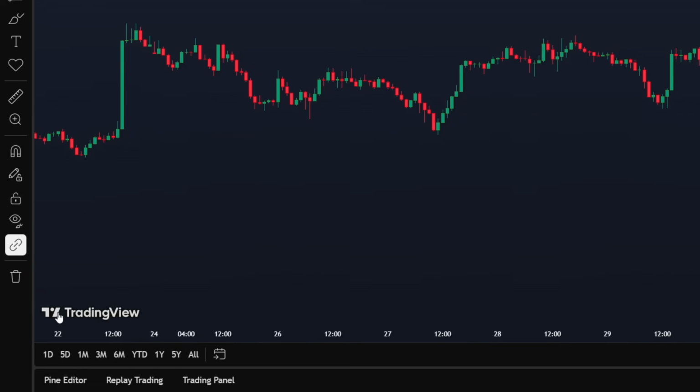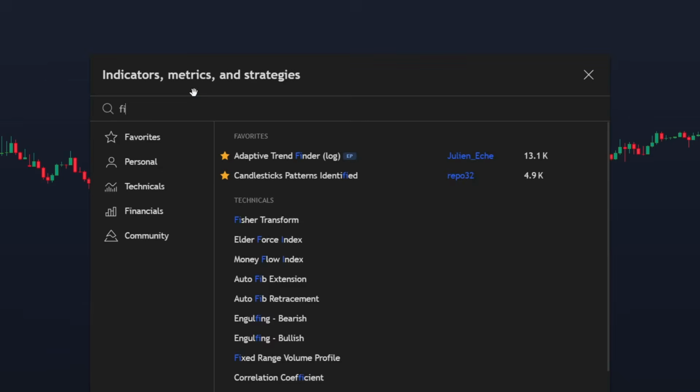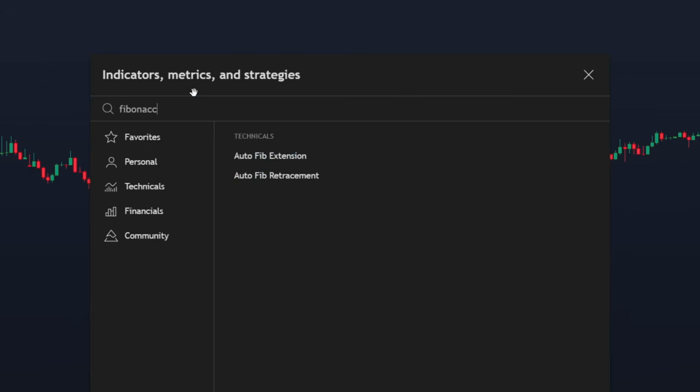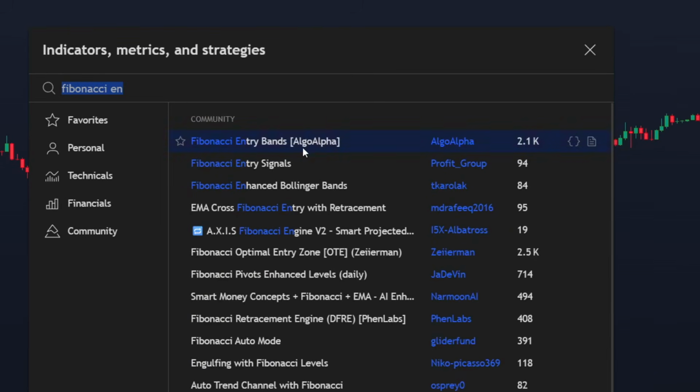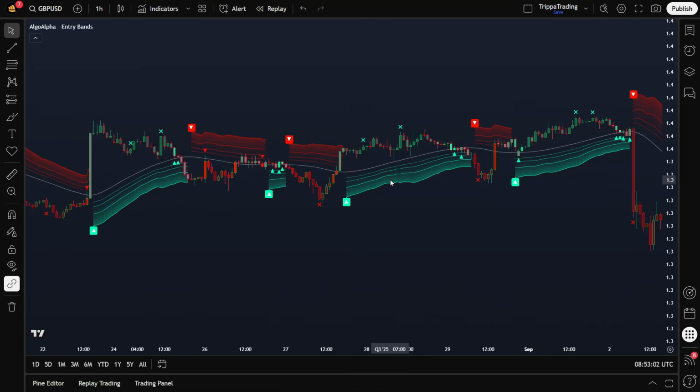Let's add it to the chart. Go to TradingView. Then open the Indicators tab from here. In here, search for Fibonacci Entry Bands by Algo Alpha and add this one to the trading chart. Right away, you'll see a smooth line in the middle with bands expanding above and below it.